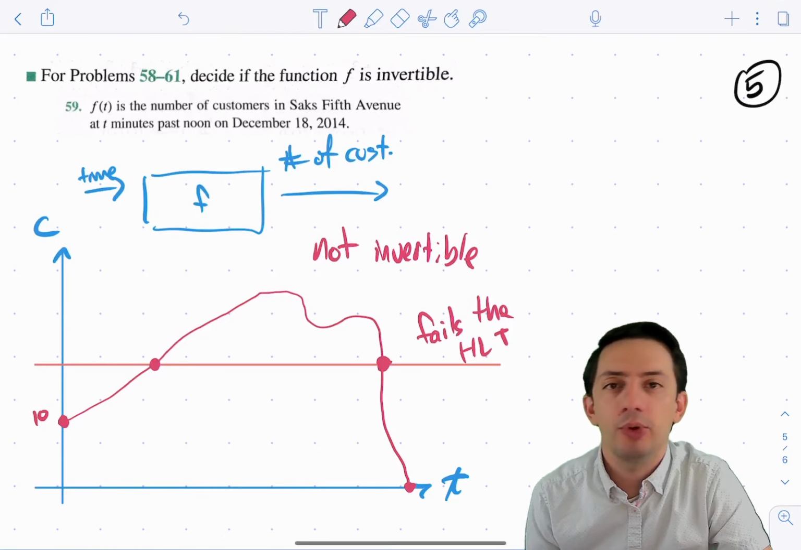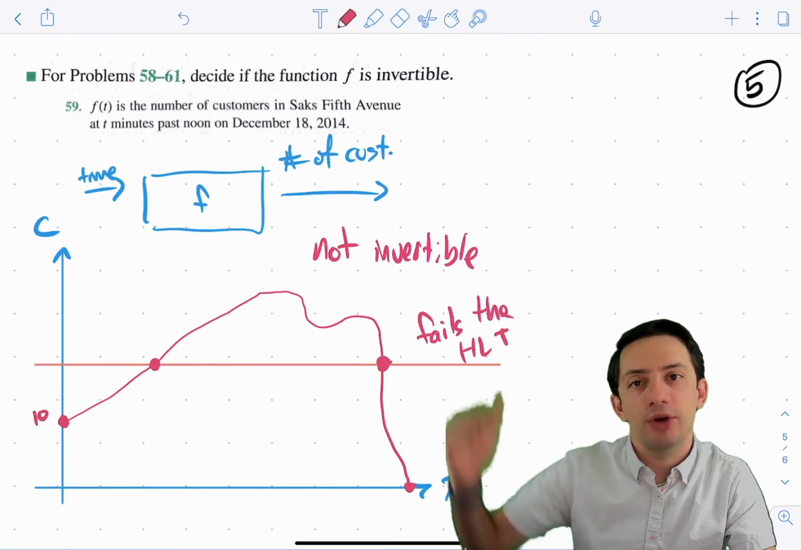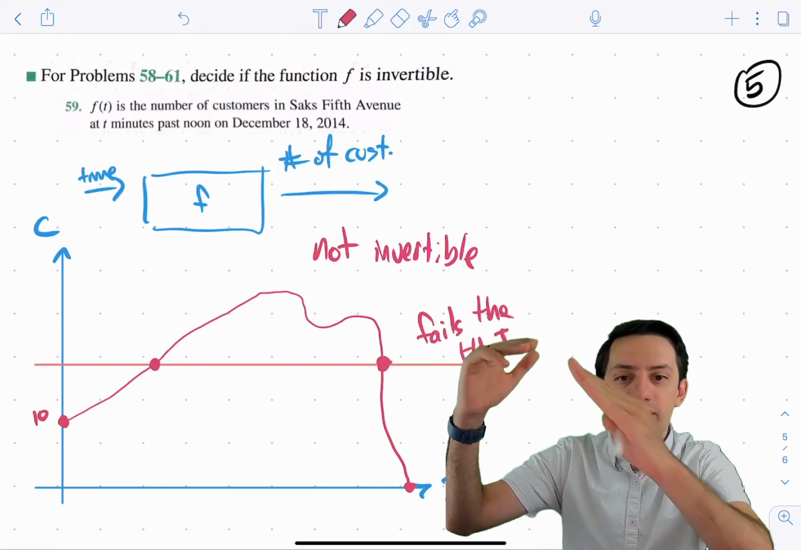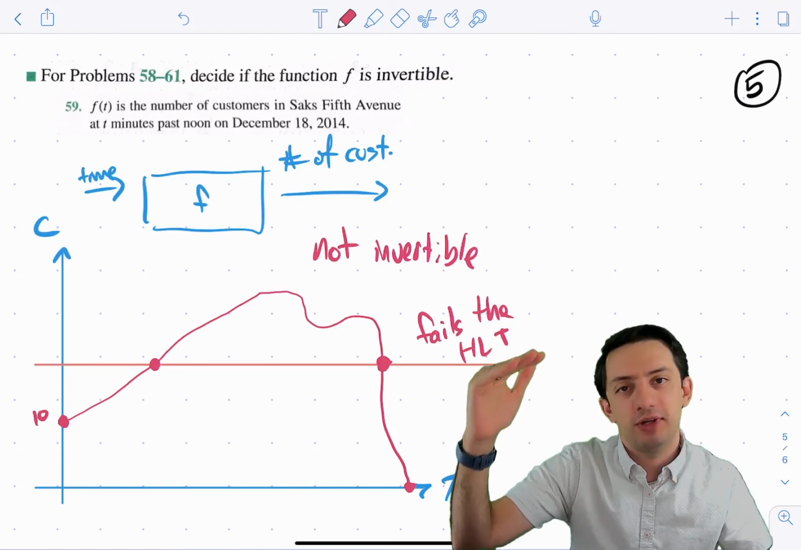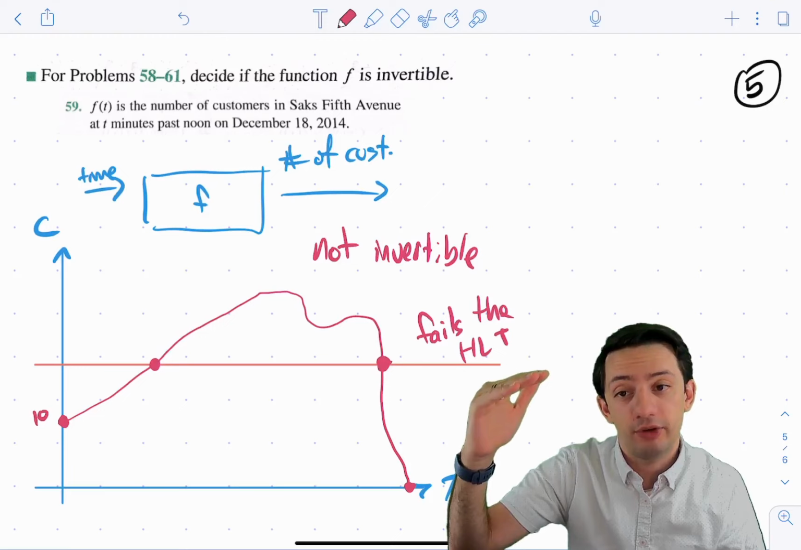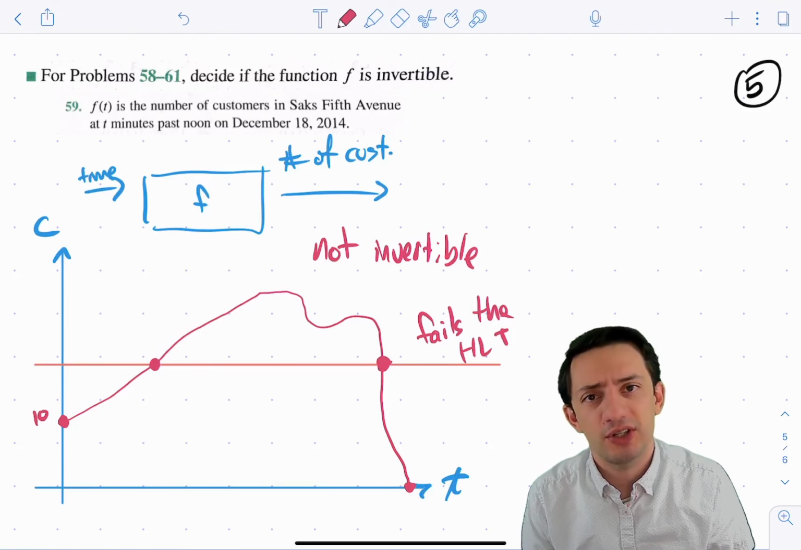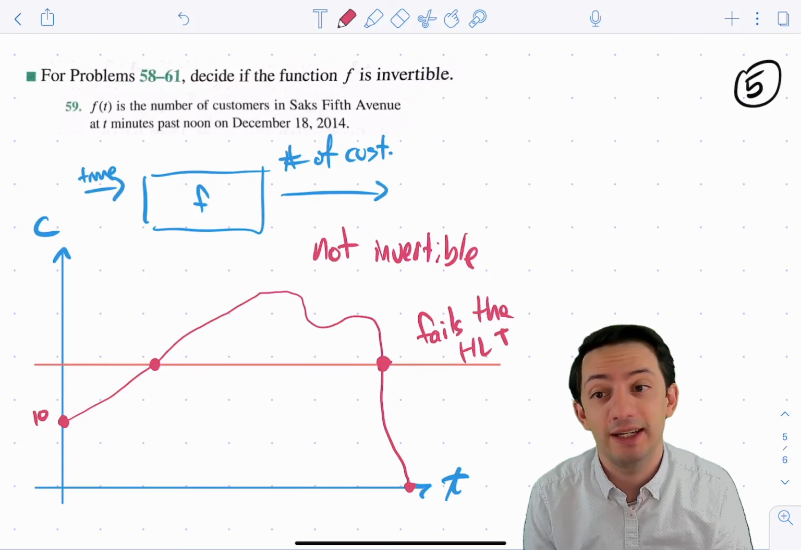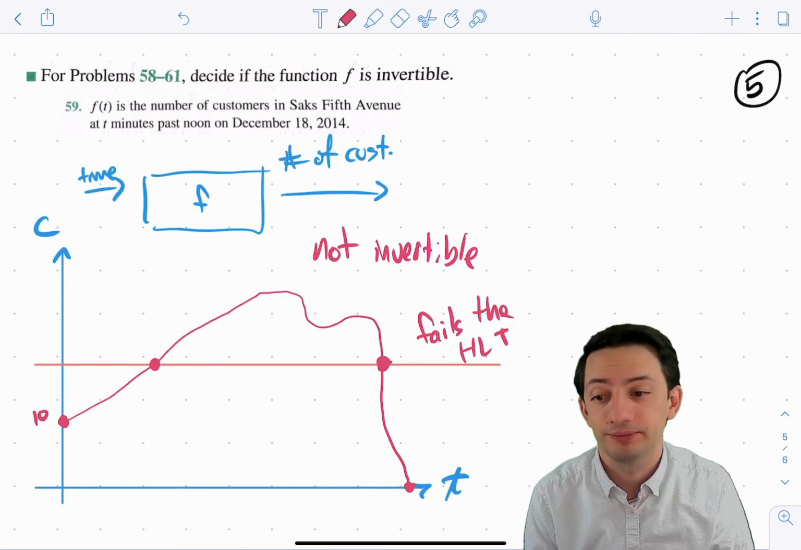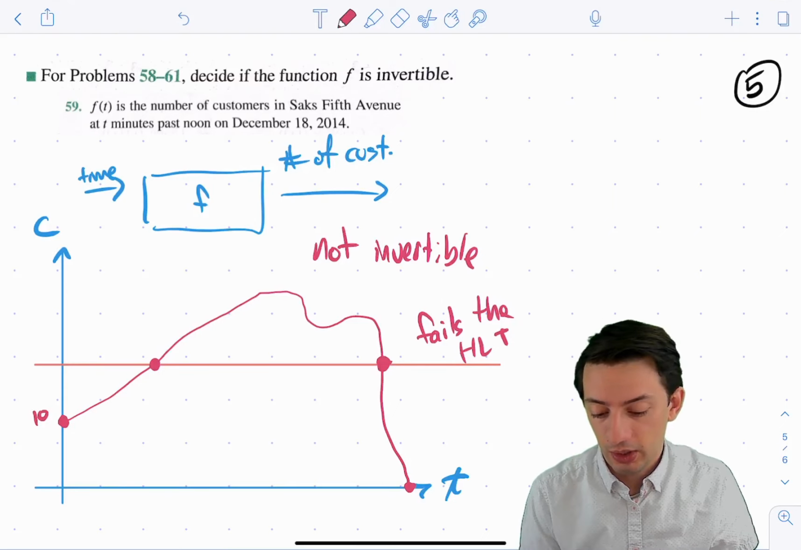Now, it's possible to imagine maybe at noon you start with 1,000 customers and then they leave one by one. That's just going to be a straight decreasing line. That one will be invertible, but it's not guaranteed to be. So really the question is asking, is this function guaranteed to be invertible? And the answer is no. Okay, so those are the 5 exercises.